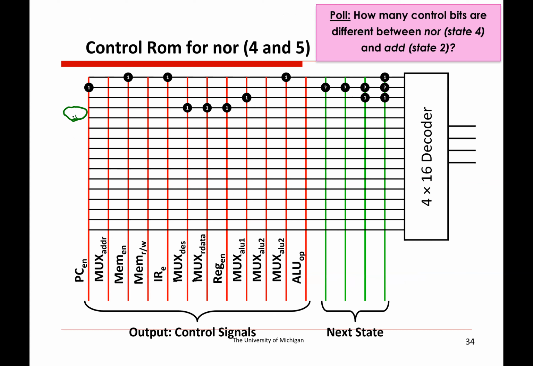My question for you all is, how many control bits are going to be different between the first state of NOR and the first state of add? Specifically, state 2 was this one here. This is when we were doing the first cycle of add. How many of these control and next state bits are going to be different? Open up this poll.